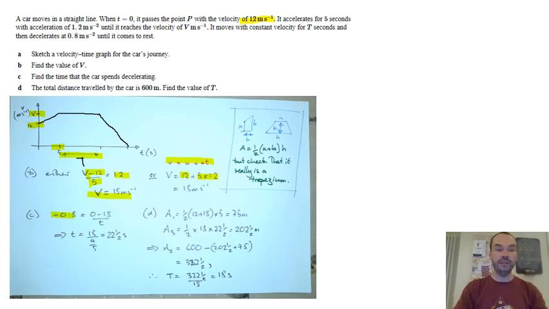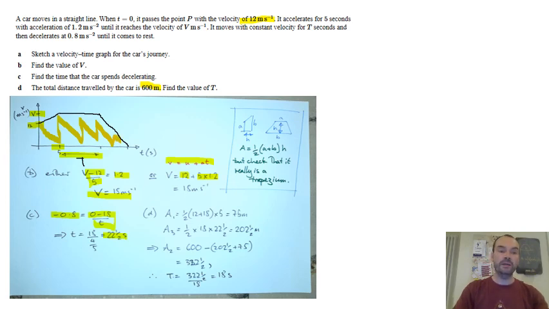Find the time that the car spends decelerating. Well, if we know the acceleration is minus 0.8, we've got change in velocity over time, which we can rearrange like that. Then the total distance travelled by the car is 600 meters. What is that on the graph? The 600 meters is all of that area.